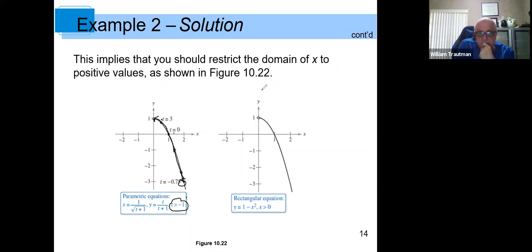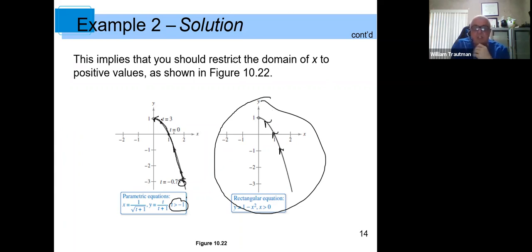The same thing happened here. If you look, this is the rectangular equation. The only difference between parametric and rectangular is that the rectangular doesn't show the direction from lowest to highest, the direction that the graph travels. And that's what parametric is used for.